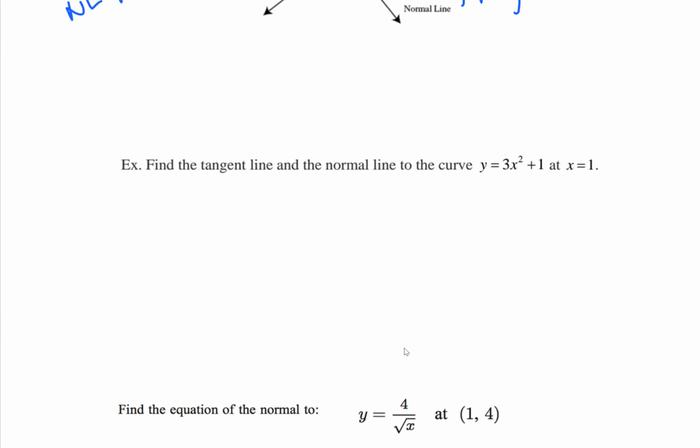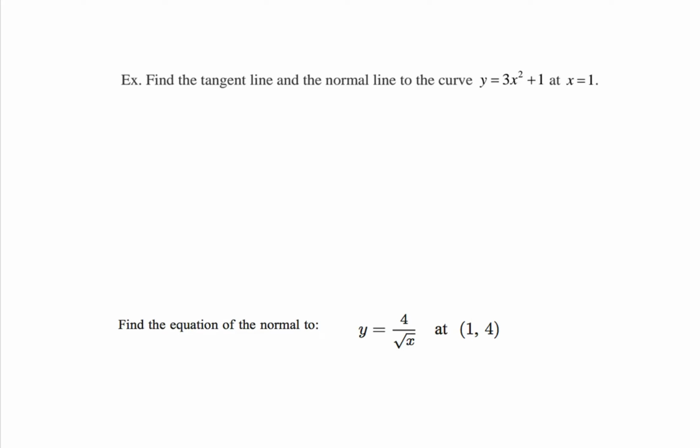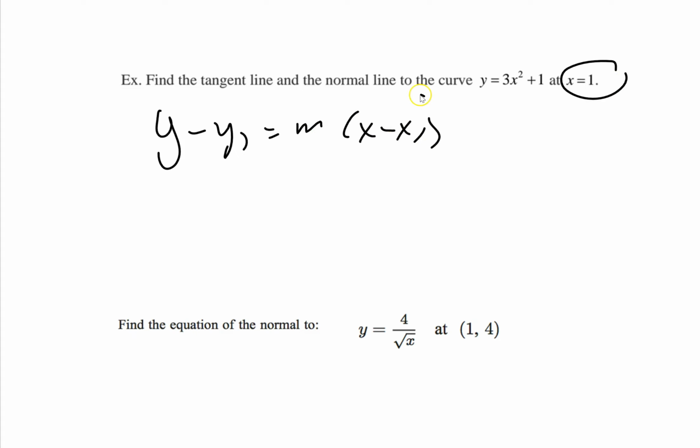So let's do a problem or two just like that. So here, find the equation of the tangent line and the normal line to the curve. I want the equation of a line, y minus y1 equals m times x minus x1. Plug your x1 in. If you want to find y1, you just plug it in. So 3 times 1 squared plus 1, 3 plus 1 is 4. Remember this goes first, so you get 4.